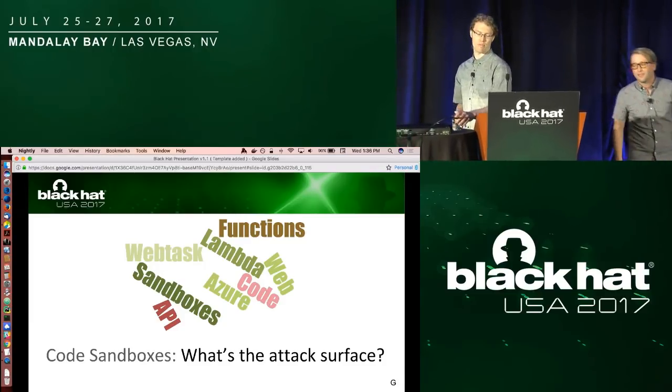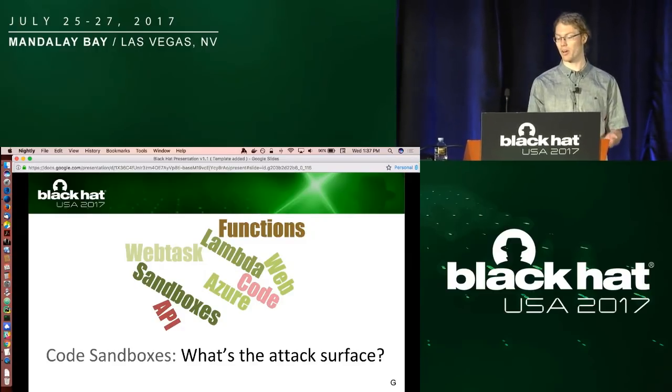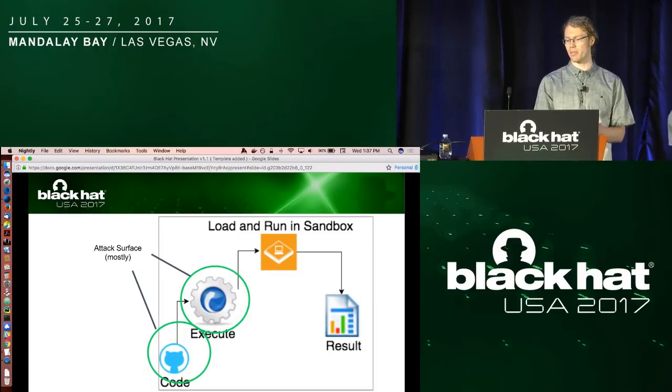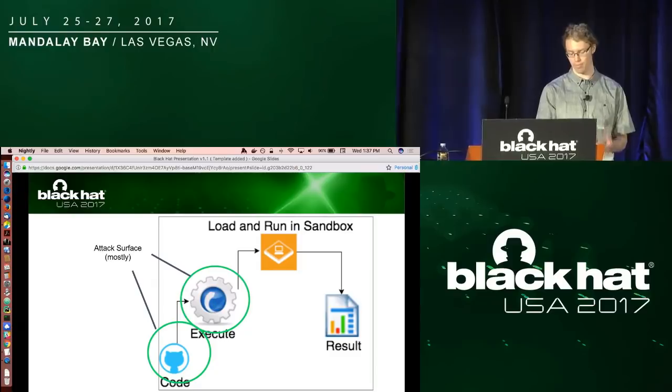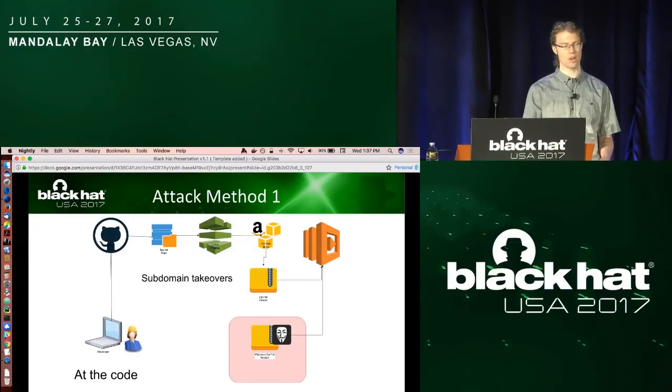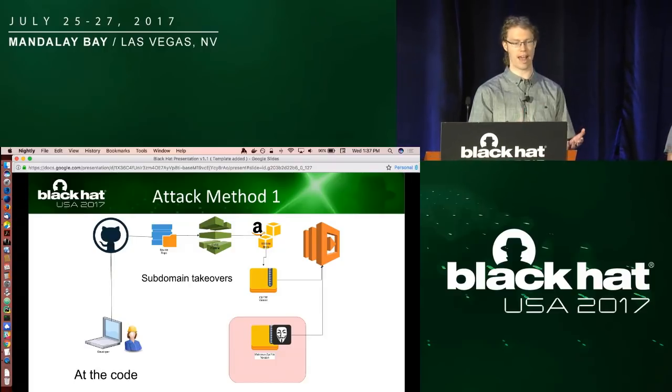So for these sandbox providers, now we're going to talk about what are some of the attack surfaces that we're going to cover in this talk. And the main systems that we're going to cover is at code, so when the code is at rest, and at the execution time of that code. So this first one, at code, this can be if you have access to the GitHub repo, you gain some other sort of source access, or it could be something like a subdomain takeover that lets you hijack the deployment pipeline, just some point at which you can change the actual code before it even gets deployed.